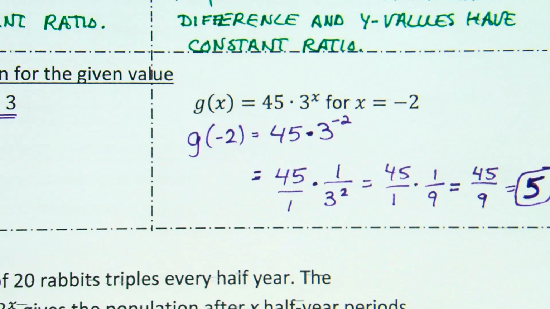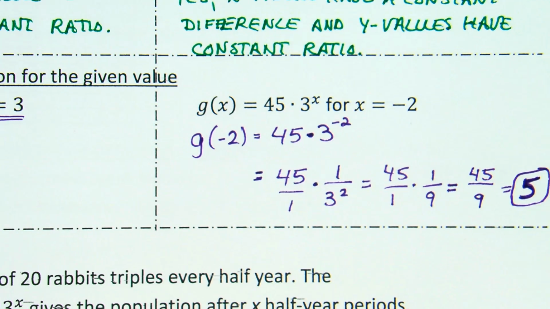So it's 5. And I guess technically, if you want, we could say 5 over 1, but 5 over 1 is then just 5.